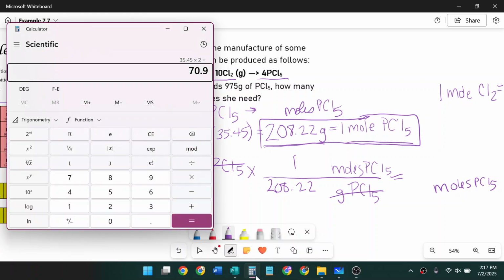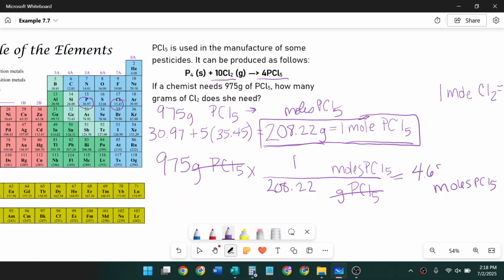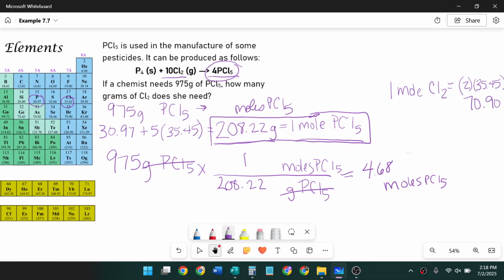And it's going to tell us how many moles of PCl5 we have. So we have 975 divided by 208.22. We can only keep 3 digits. 4.68, the 2 does not make it round up, so we're going to just have 4.68. So that's how many moles we have of this one right here, which is kind of cool because it's actually close to the number that it says. So we have a little more than the ratio that we have going on.